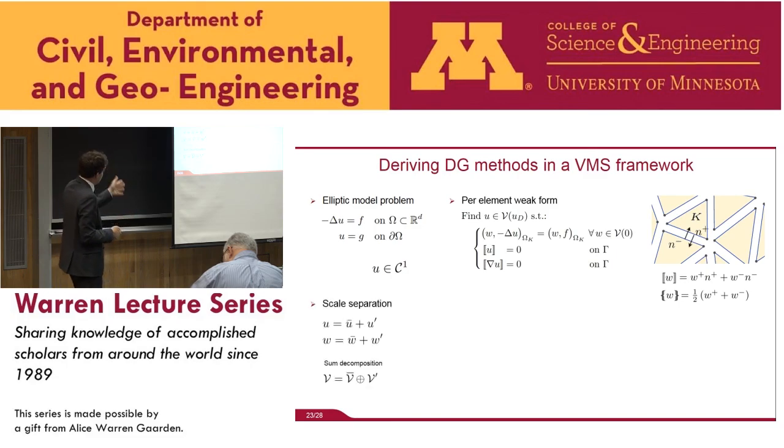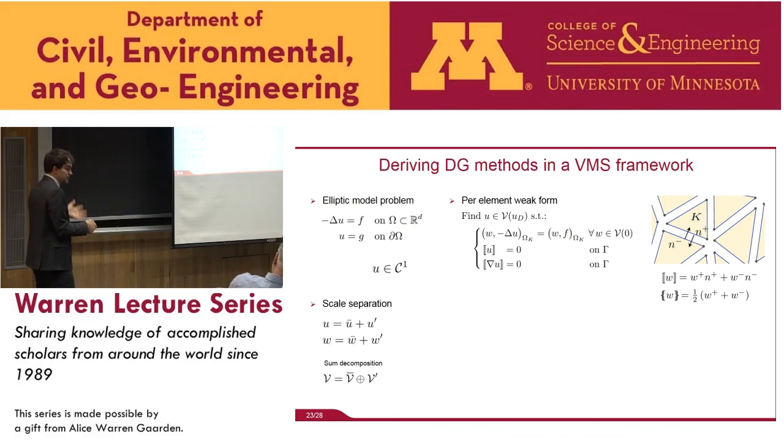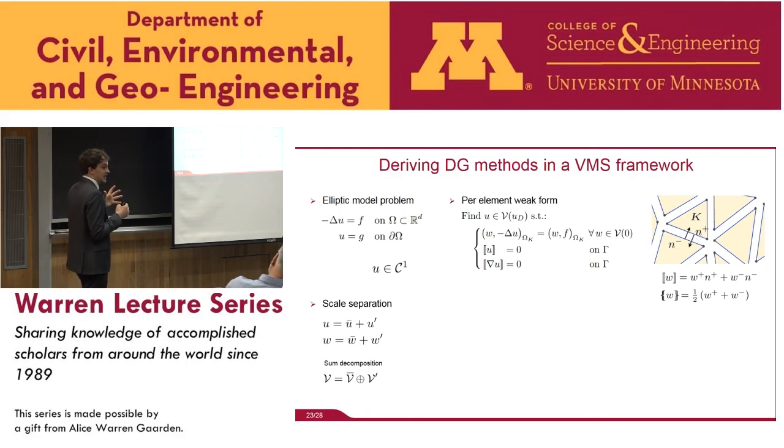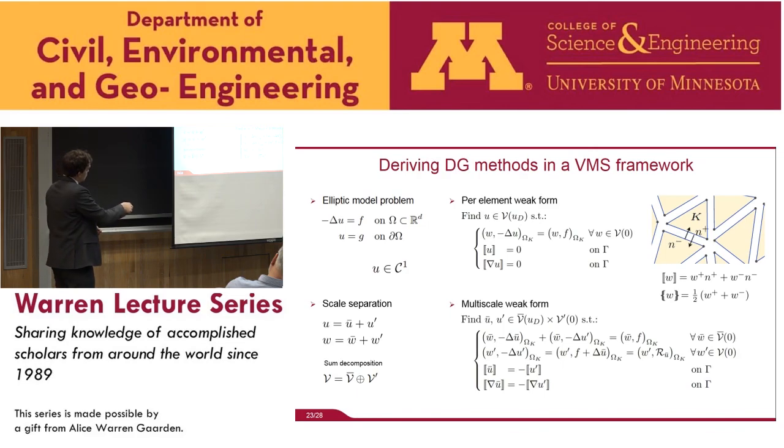Yeah, we introduce our scale separation. So we separate the solution into a coarse part and this fine-scale part. And we do this of course also for the test function. And then we arrive at our multiscale weak form that again has two parts. One coarse-scale part that depends on the coarse-scale basis function, and one fine-scale part that depends on the fine-scale part of the test function.